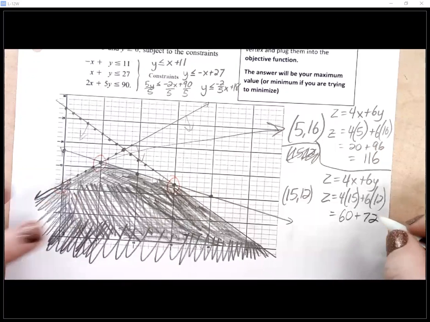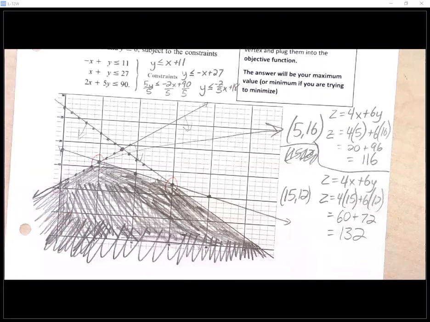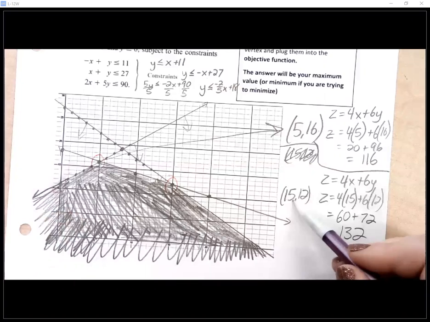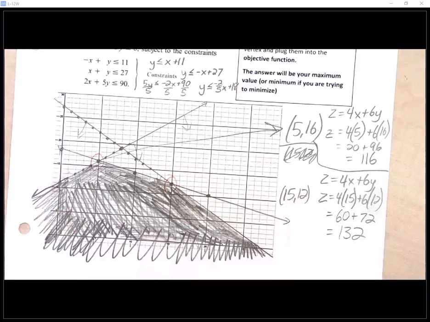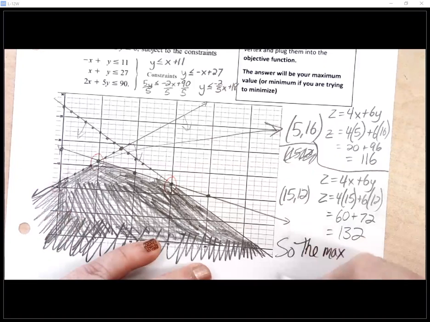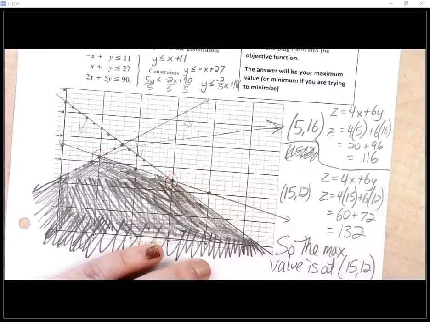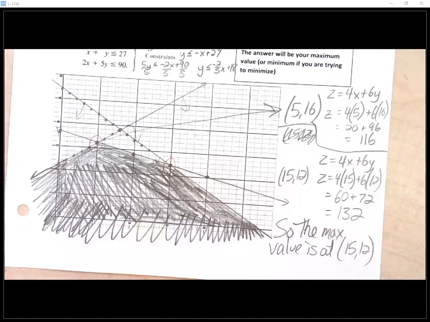132. So if I want to maximize, let's assume that this is profit, I would want to do 15 of x and 12 of y. Does that make sense? It's kind of neat, isn't it?